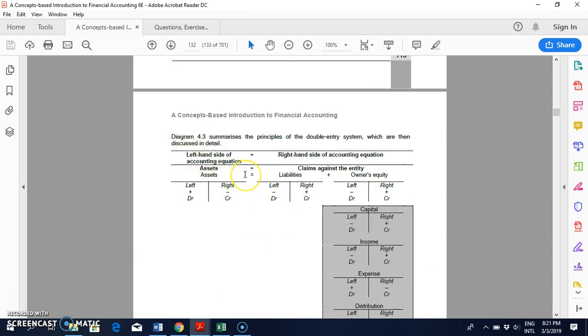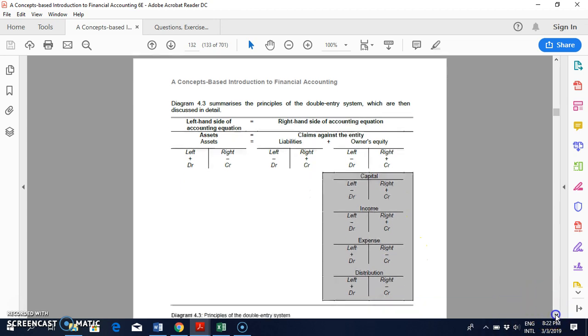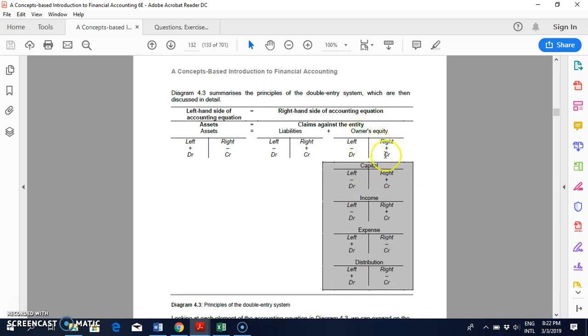The aim of the debits and the credits is to ensure that each account balances at the end of the period. So if you look at the asset account, we went through, the liabilities account we went through, but the owner's equity account, remember, is broken down into 4 accounts. So we can see that even though owner's equity increases on the credit side and decreases on the debit side, capital, which would increase owner's equity, therefore also increases on the credit side and decreases on the debit side. Income, which also increases owner's equity, increases on the credit side, decreases on the debit side. Whereas expenses, which decrease owner's equity, increase on the debit side and decrease on the credit side.